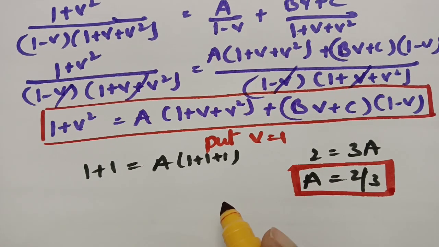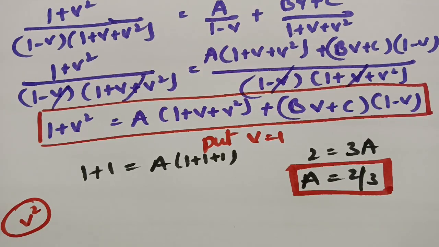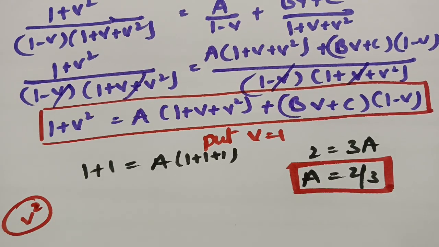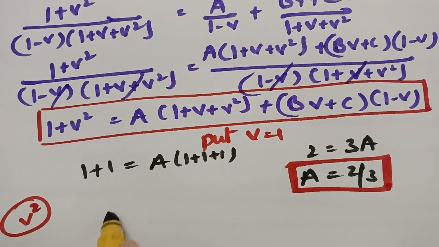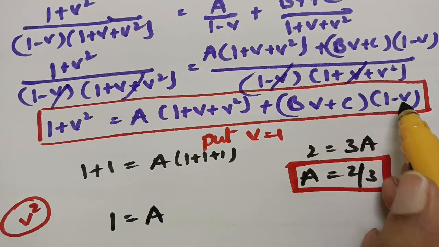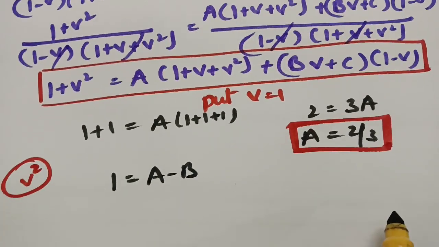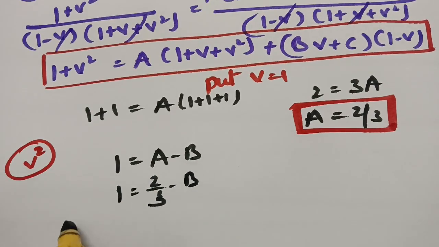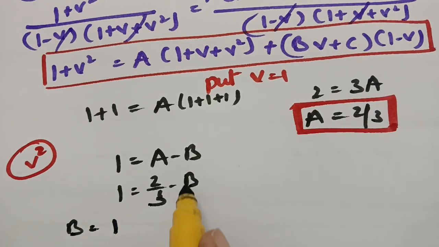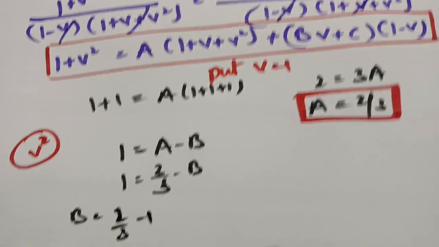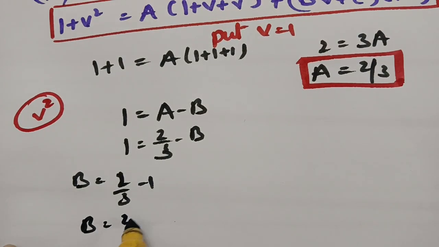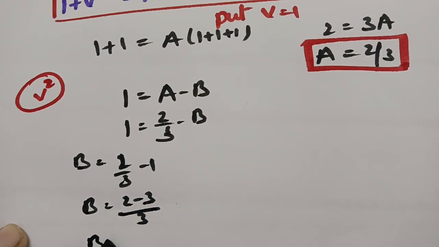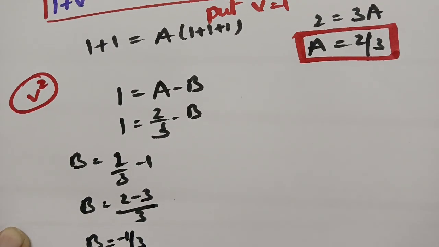And next, which substitution? There is no substitution here. I am equating the v square coefficients. The v square coefficient on the left is 1. On the right, if I multiply, this will be A, and this will be minus B. So if I put 2 by 3 here, this is 2 by 3 minus B. So B is equal to 2 by 3 minus 1, so the B value is minus 1 by 3.